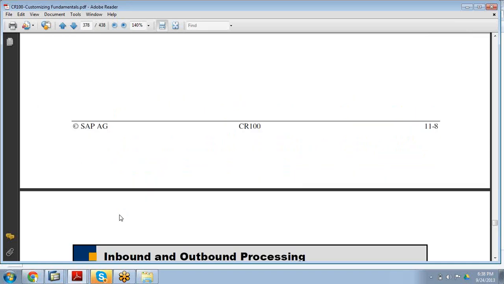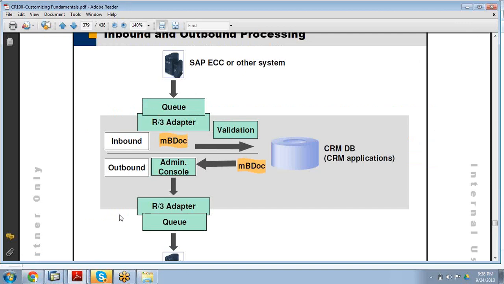So remember, do you have any question on the difference between BDoc type, instance and message? All of you have understood?